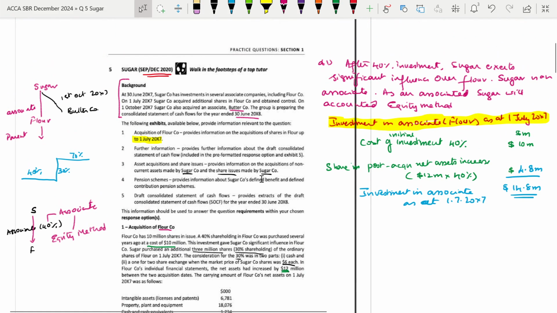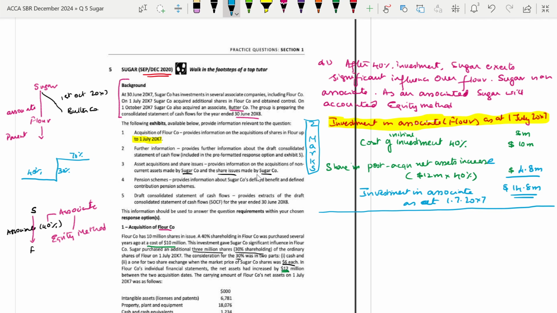We have mentioned that with the 40% investment, Sugar has a significant influence, Sugar is an associate, and Sugar will use the equity method. Then we say cost of initial investment is 10 million and share in post acquisition net assets increase, after increase 12 million into 40%. This is for 2 marks only. This is A1. Are you clear about this?